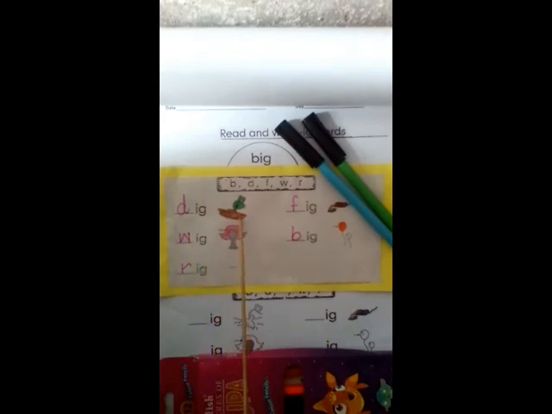Dig. A boy digs the hole. Wig. Do you think this pink wig looks nice? Rig. Fig. I like to eat fig. Big. A big orange balloon. Dig, wig, rig, fig, big.